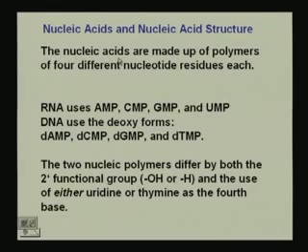So, we have the nucleic acids that are made up of polymers of 4 different nucleotide residues. We will see what these are in a moment. We have A, C, G, U that makes up the alphabet of RNA, and A, C, G, T that makes up the alphabet of DNA. And because the ribose sugar is in its deoxy form, we have this small d prefixed to the AMP, CMP, GMP and TMP.